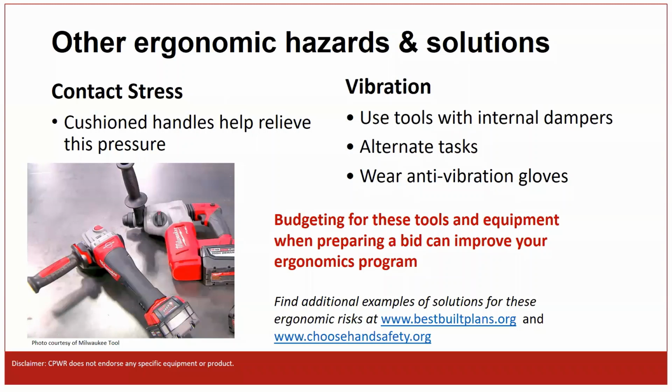Other ergonomic hazards include contact stress and vibration. There are new ergonomically designed tools with lightweight batteries, cushioned handles, or additional handles for better leverage and internal damping for vibration that can reduce exposures. Budgeting at the bid stage for these tools will improve your ergonomics program. The Best Built Plans program, as well as the Choose Hands Safety website, include more examples of tools and equipment that can be used to reduce the ergonomic risks associated with these hazards.